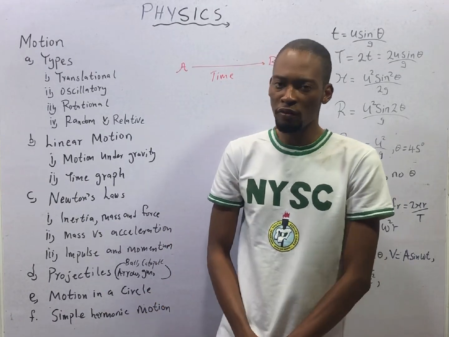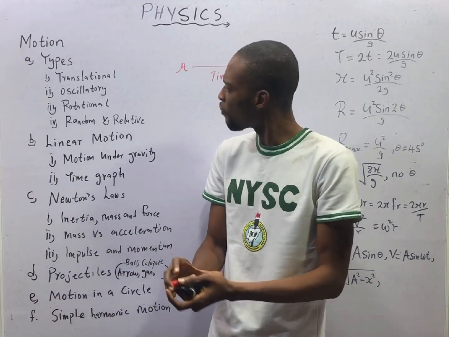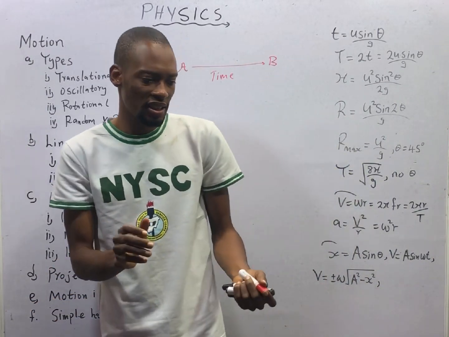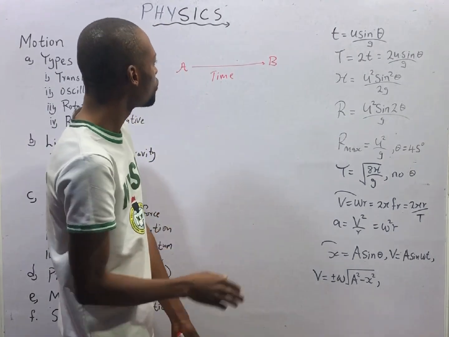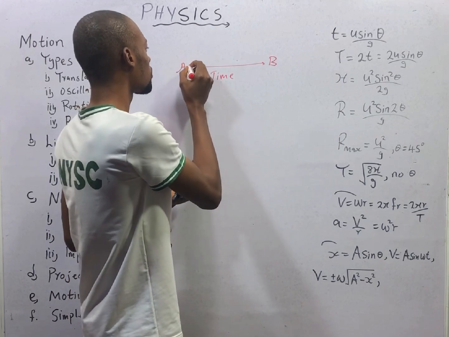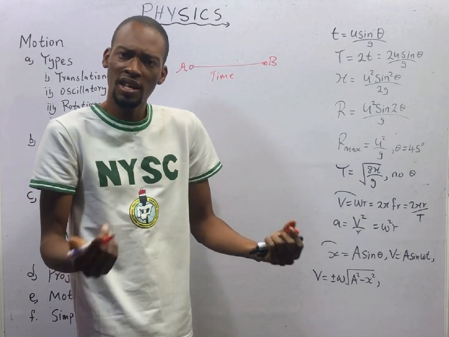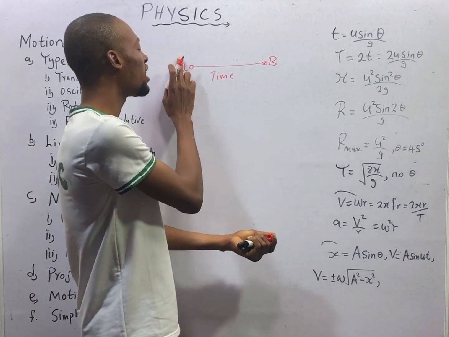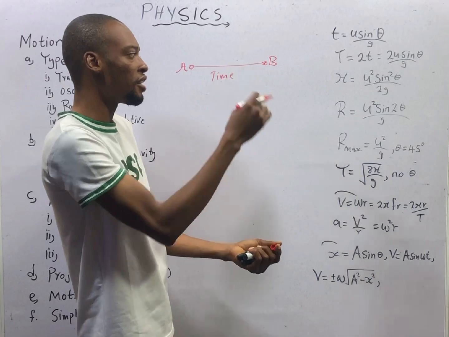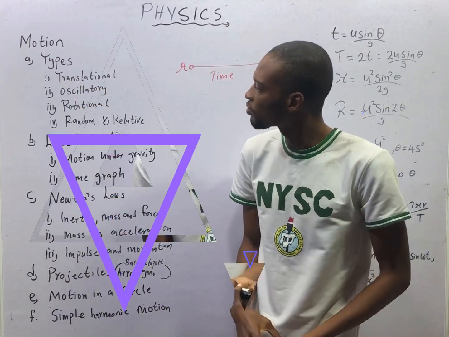The top types of motion are translational motion. This is the motion of a body or of an object in a fixed direction. In this motion, the object moves from point A to point B. This is a translational motion. Example, the motion of a car. If you are driving from town A to town B in a fixed direction, you are exhibiting a translational motion.